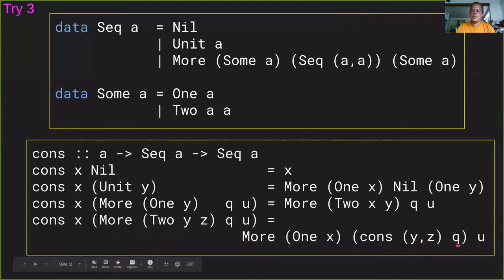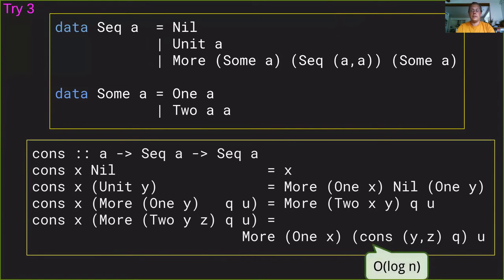And mind you that this is a sequence that goes twice as fast as the original one. So the number of recursive steps that this function does is logarithmic in the size of the sequence in the worst case. So this is a logarithmic complexity function. That's nice.